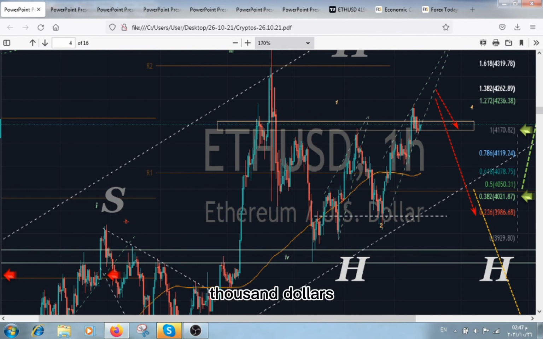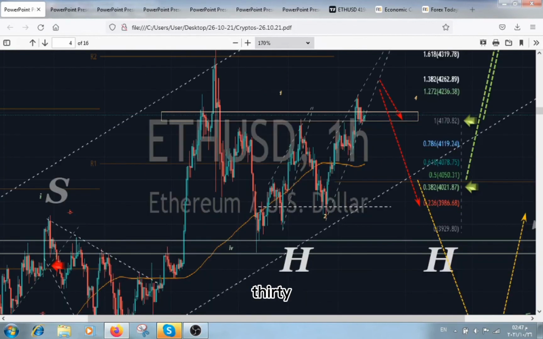This takes us to $4,000, around 3,986 to be exact. Of course, we would want to be a bit higher than this to allow for spread. So we're looking at 38.2% of the entire move from 1 right down to the stop.